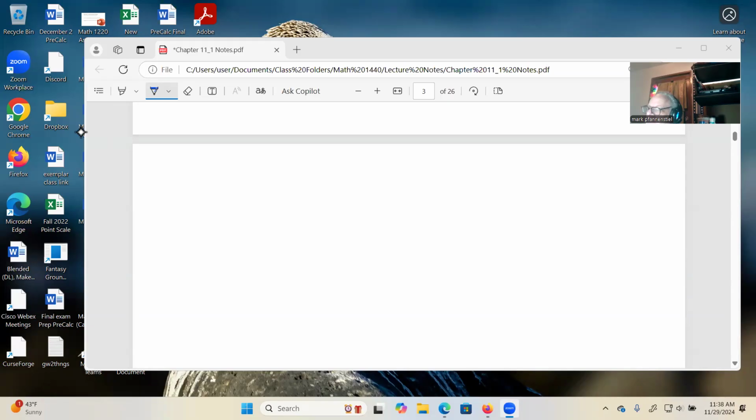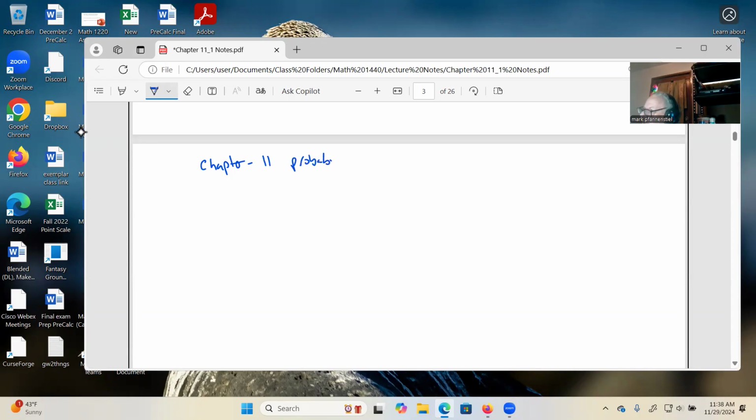We're going to talk about one of our last chapters here, which is chapter 11 on probability. This is a really good thing for people to know how to calculate probabilities. The first thing we're going to talk about is a probability density function.